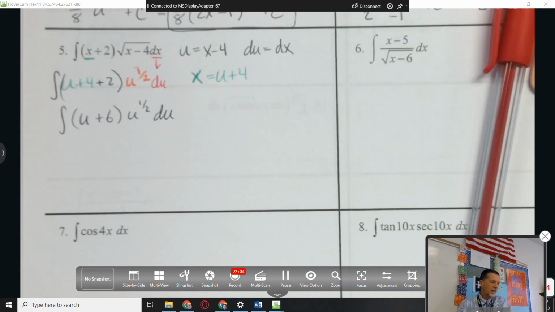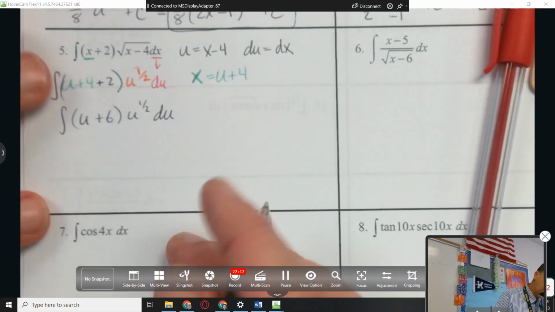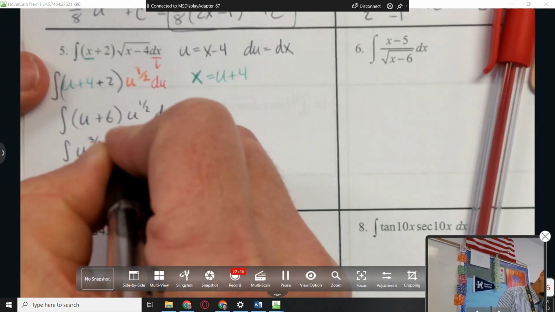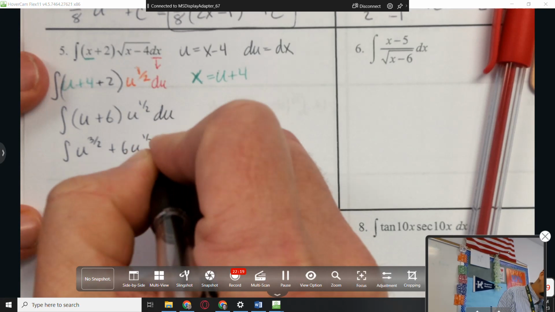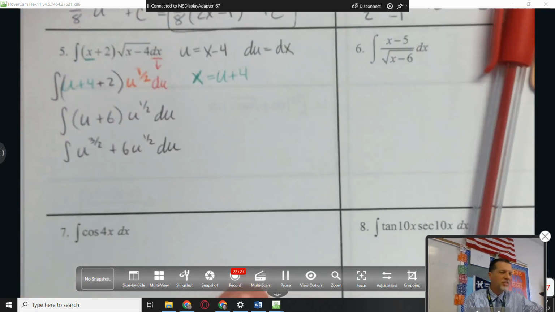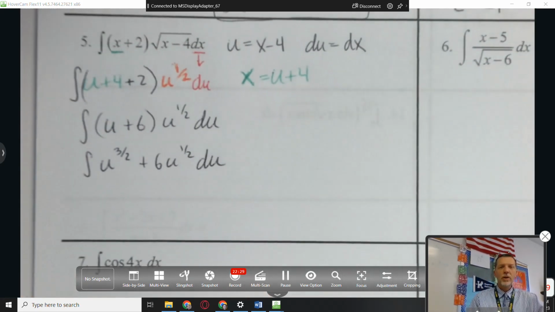There's no product rule for integration, so I need to distribute that u to the 1/2 before I integrate. So u to the 3/2 plus 6u to the 1/2 du. Now that was a lot of gymnastics to get there, but this is a much easier thing to integrate compared to what we started with.